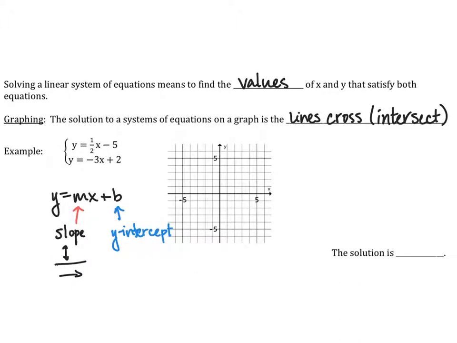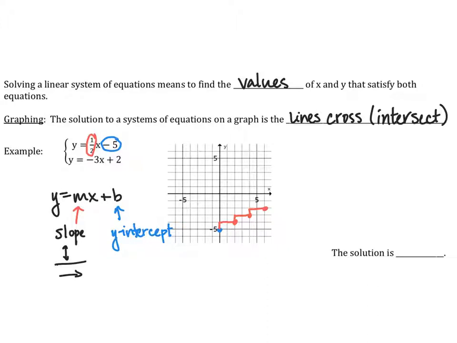Okay, so the y-intercept is always going to start on this axis. This is your y-axis. Whenever you're graphing a line, or almost always, but definitely if you're in y equals mx plus b form, you're going to start on that line. So the first one, 1/2 x minus 5, your y-intercept is negative 5. So you're going to start down here, and you have a slope of 1/2. That means you're going to go up 1 and over 2 and make your next point. You'll do it again, up 1 over 2, up 1 over 2.